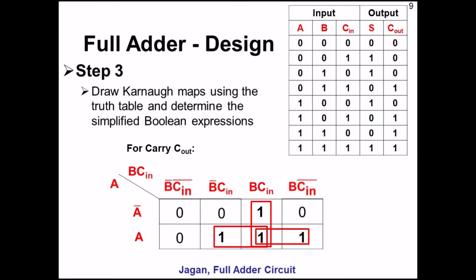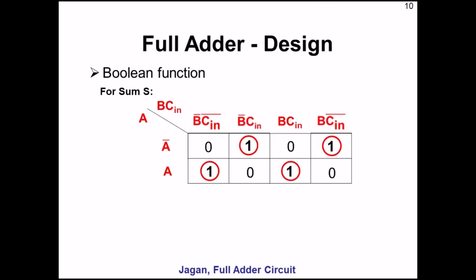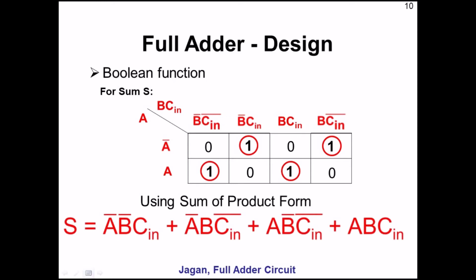So let's see. So for sum, I am going to make use of the first form, sum of products, right? I will be writing individual expressions, right? So what is S? S is equal to first one. S is equal to A bar B bar C in, then A bar B C in, then A B bar C in, then I will be having A B C in. This is my Boolean expression using sum of product form.